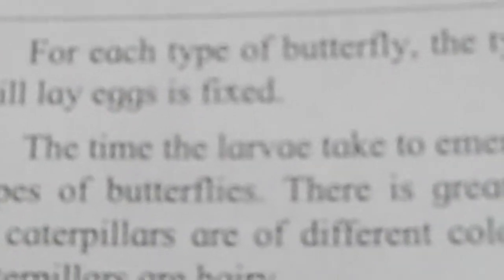I told you, they want that one particular leaf, one particular plant, so this is fixed. The time the larva takes to emerge from the egg is different for different types of butterfly. There is a great variety in caterpillars, because you have seen butterflies are very different from each other. Some are big, some are small, some designs are different. So caterpillars are also of different types, with different colors and different designs, because butterflies also differ in shape, size and color.